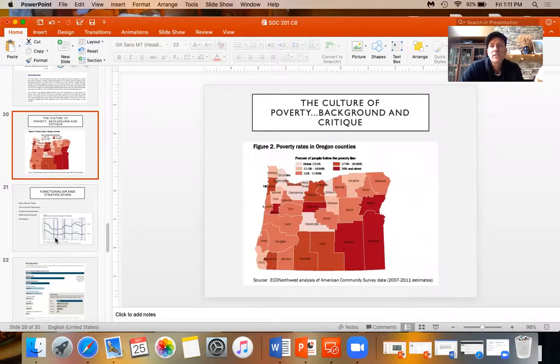So one of the critiques, one of the theories talked about in the book, is this culture of poverty. Oscar Lewis, an anthropologist, studied immigrant families in city centers, and he had this idea of the culture of poverty, that people who are poor develop behaviors, attitudes, and values that they pass on to their kids that keep them in poverty. So for example, people who are poor tend to not save, they tend not to be invested in education and institutions around them.